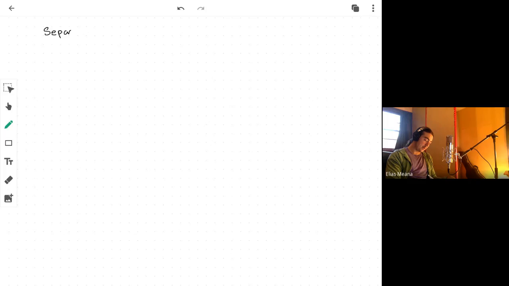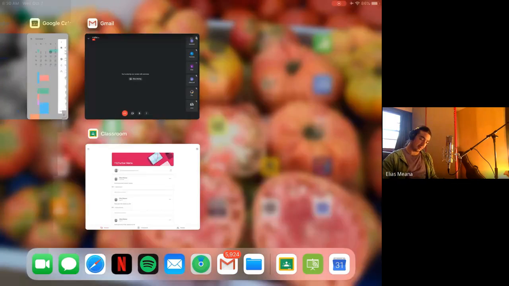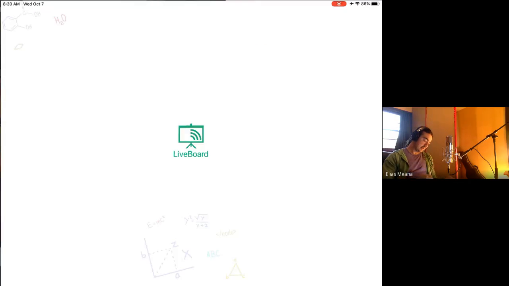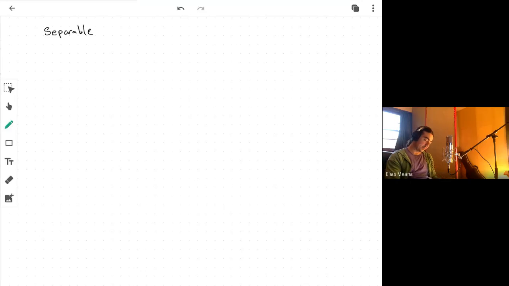So separable diffeqs, or I'll call them ODEs. Remember that ODE stands for ordinary differential equation. Oh no, I hate when this happens. I've got to close out my live board and reopen it. Okie doke, let's see. So separable ODEs.